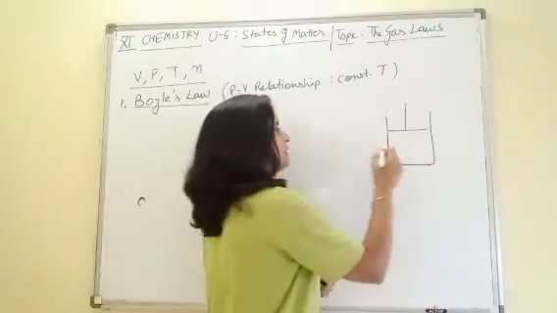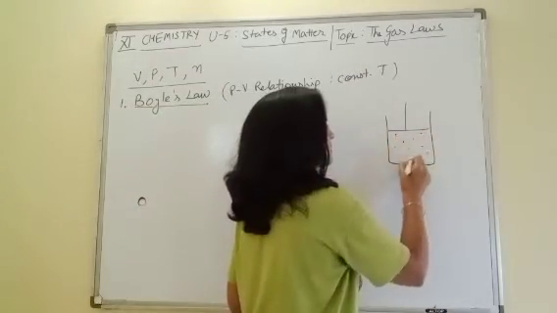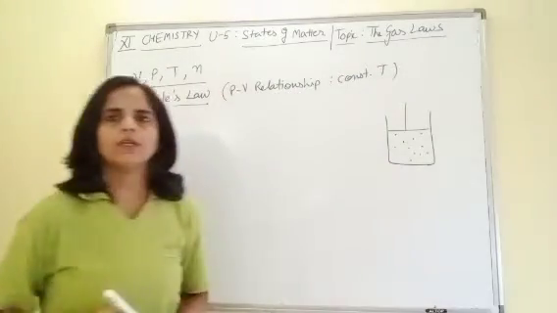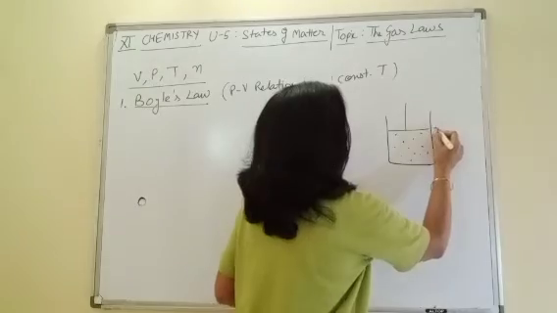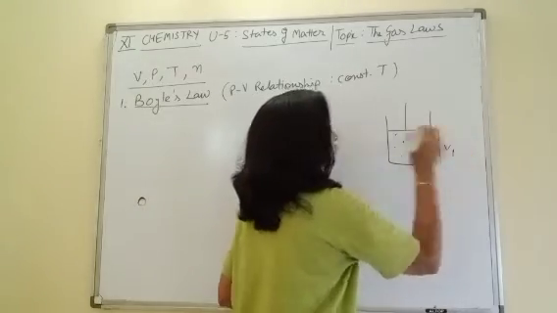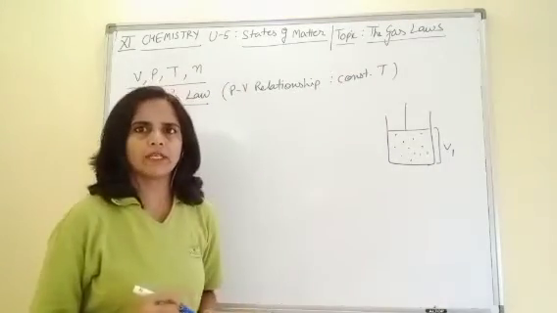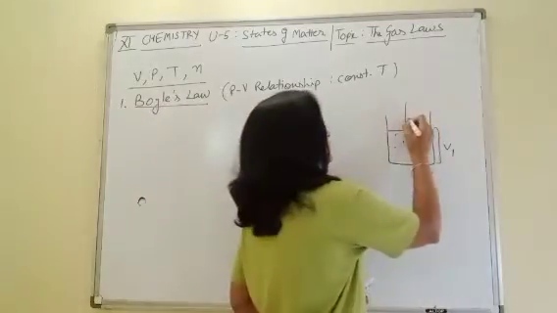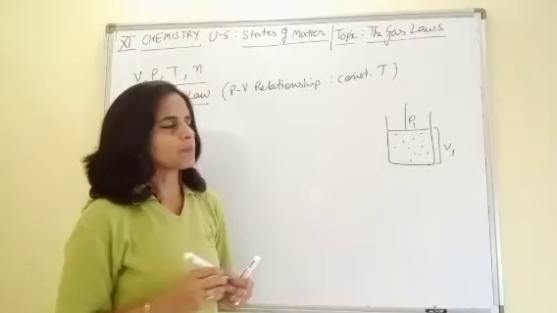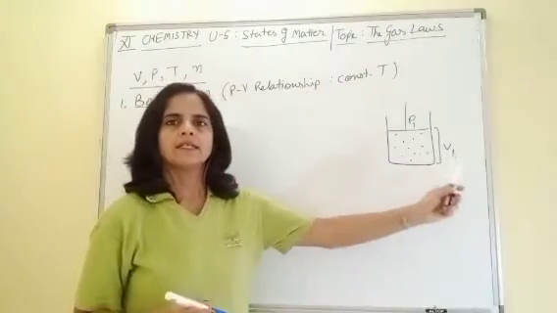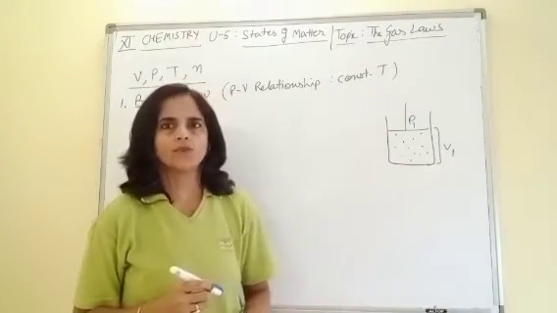Suppose this is filled with a gas at volume V. Let this be the initial volume, V1, and the pressure acting on the piston, P1. So P1 is the pressure on this gas and the volume of gas is V1.